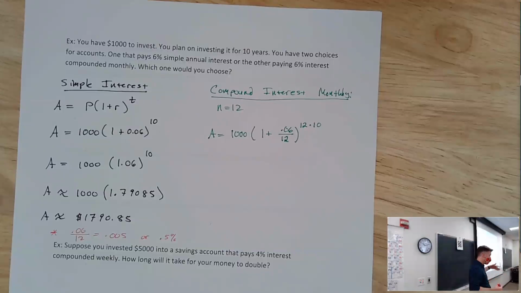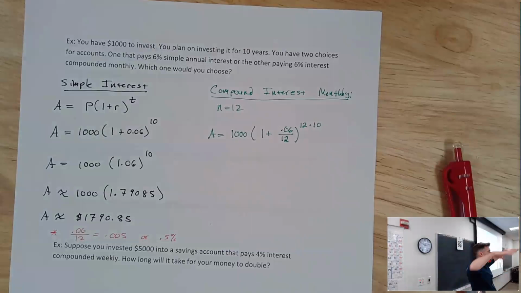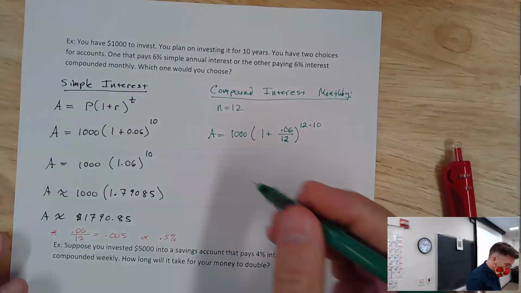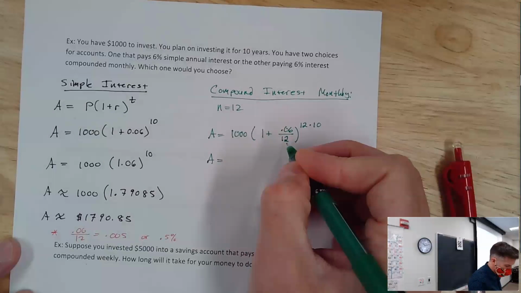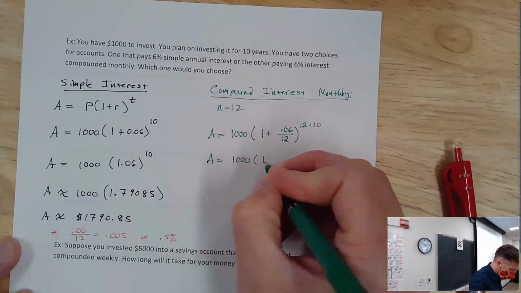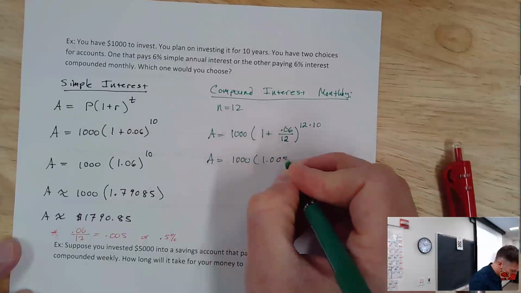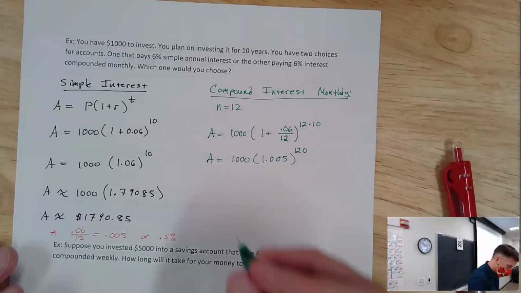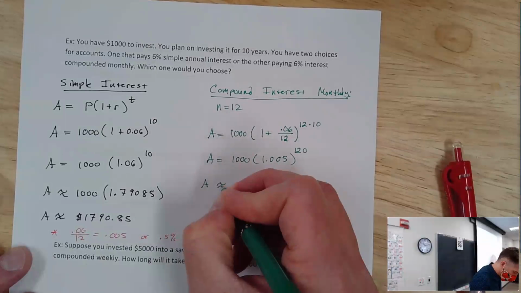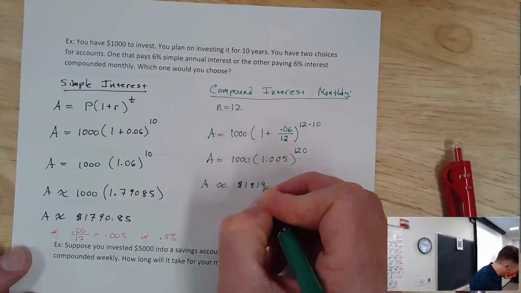That's the compounding thing, right? Every month, instead of earning all 6% at the end of the year, you're earning 1/12 of that 6%, which is 0.5%. That's the whole idea: you're just getting less interest broken up over more intervals. And let's see what happens when we do that. 0.06 divided by 12 is 0.005. So it's 1,000 times 1.005 to the power of 12 times 10, which is 120. And then calculator time. This is going to be approximately $1,819.40.